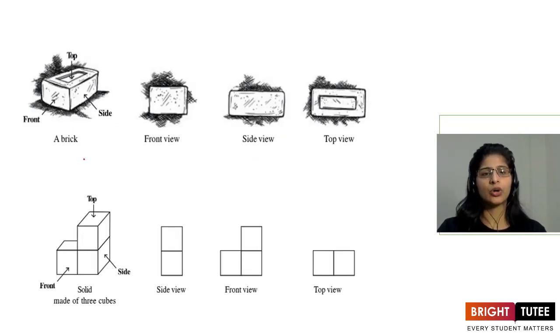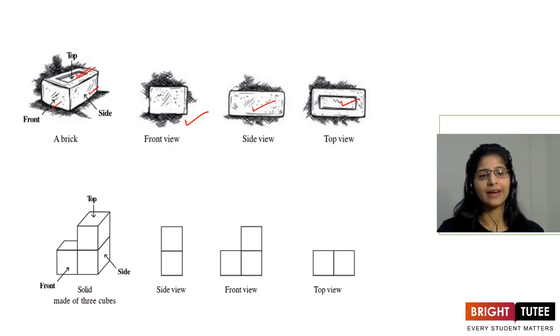Now here, I'll be showing you many figures and their side, top and front views so that you have an idea of what is front view, what is side view and what is top view. So here is a brick. If you see, this is the front view, this is the side view and this is the top view. If we draw it separately, the front view is just like this. The side view is like this, like a longer one. And the top view, we see on the top. So we have these views for this brick.